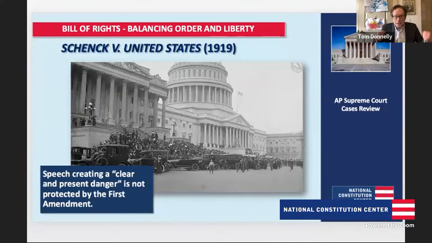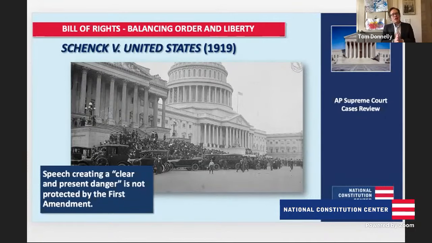That act criminalized conduct that undermined the war effort. And the question was whether prosecuting them for this material they printed out and sent to other people violates the First Amendment. Here, it's a unanimous decision by the Supreme Court, authored by Oliver Wendell Holmes, that upholds the conviction. It upholds the Espionage Act of 1917. It says that the government can suppress this speech in wartime.